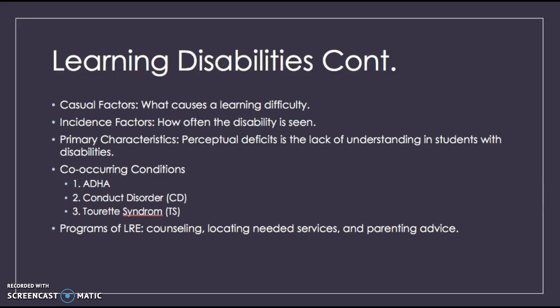So, learning disabilities continued. Causal factors are what causes the learning difficulty. Incidence factors are how often the disability is seen. Primary characteristics are the perceptual deficits, the lack of understanding in students with disabilities. Co-occurring conditions would be ADHD and conduct disorder, and then Tourette syndrome. Programs of the least restrictive environment would be like counseling, locating needs services, and parenting advice, which are all pretty much done within the school. They point you in the direction of these kinds of services needed.